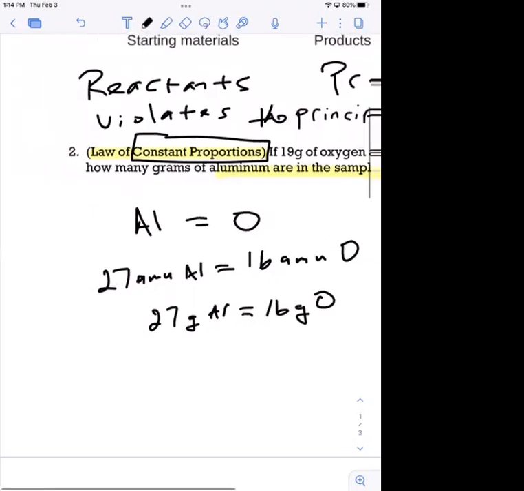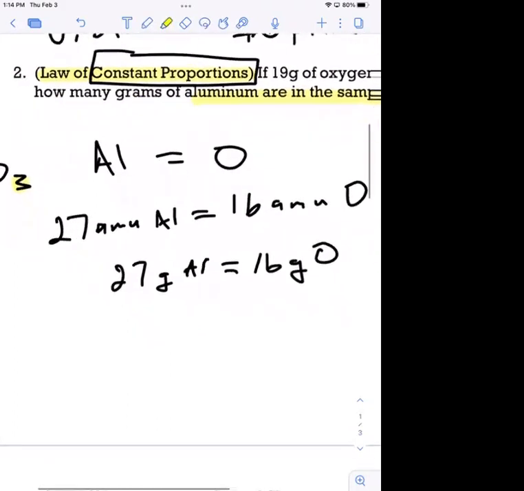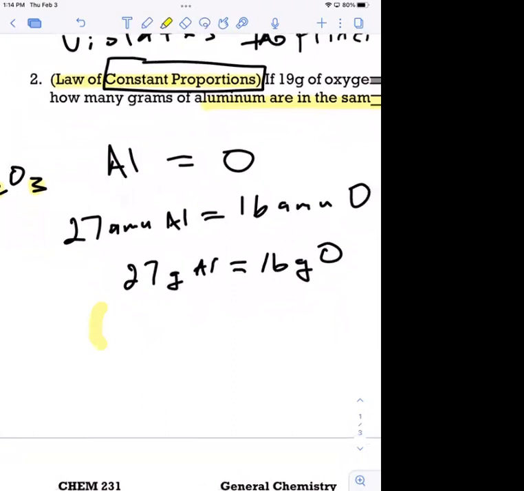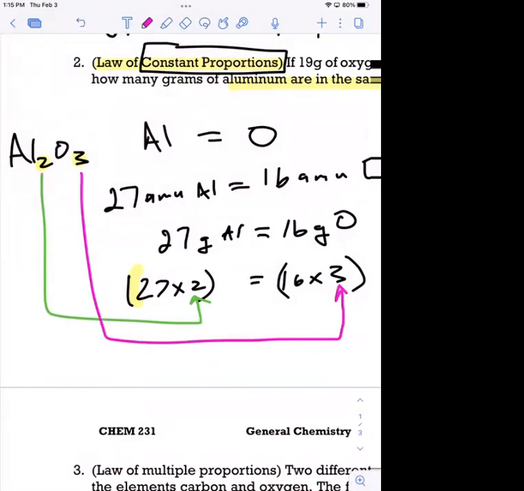But now remember, we're working with Al2O3, so we have to take these subscripts into account. In this compound, there are 2 aluminum atoms and 3 oxygen atoms. So we're going to take that 27 and multiply it by 2, and then take the 16 and multiply by 3. That's because of these subscripts right here. You have to take all of that into account.